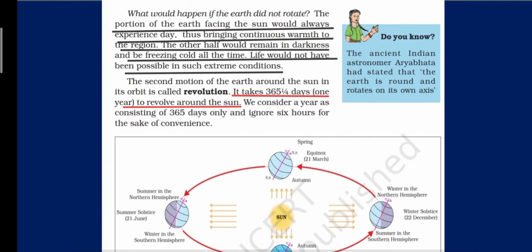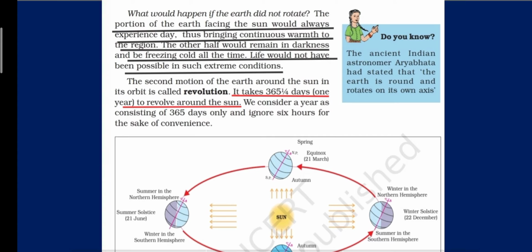So, children, first of all, let me ask, what is revolution? Revolution, like we already discussed, is the movement of the earth around the sun in its fixed orbit, in its fixed path, which is also known as orbit. And the time taken by the earth to complete one revolution around the sun is 365 1 by 4 days.